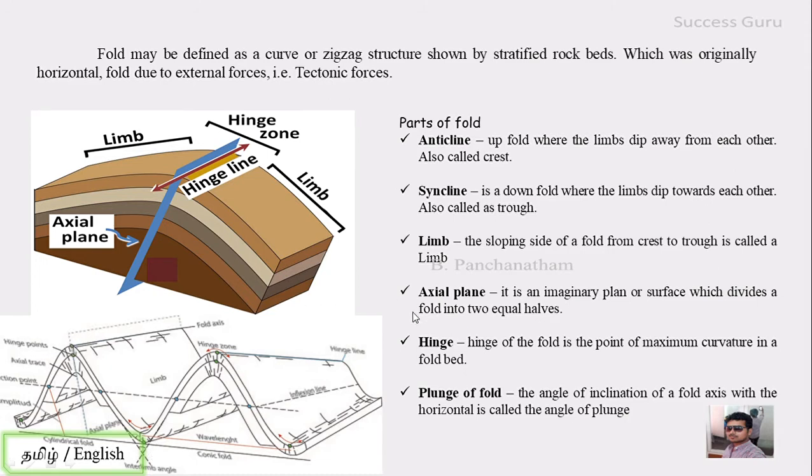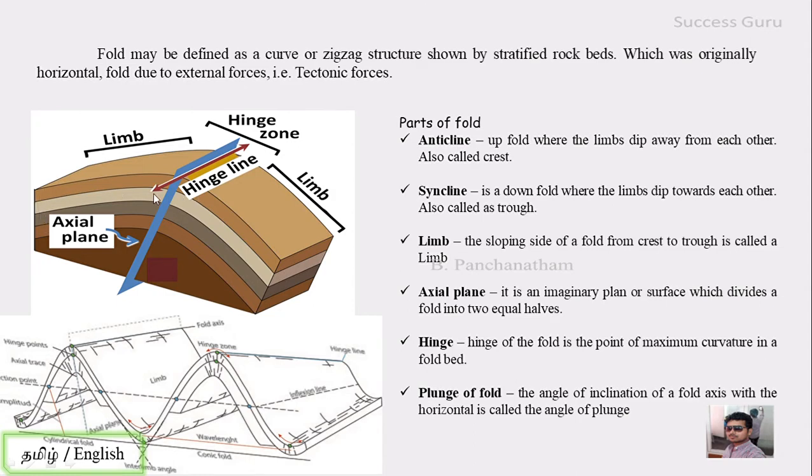The fourth one is the axial plane. It is an imaginary plane or surface which divides the fold into two equal halves. So this is an axial plane, because a plane means it has length and breadth, so it divides the fold into two halves. And the next one is the hinge, which is the point of maximum curvature in a folded bed.